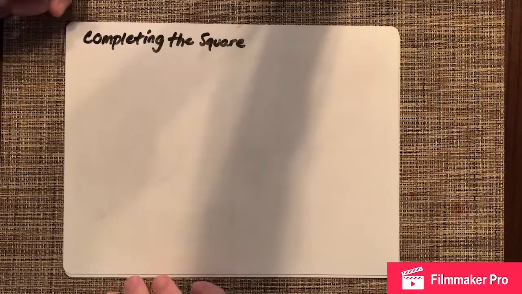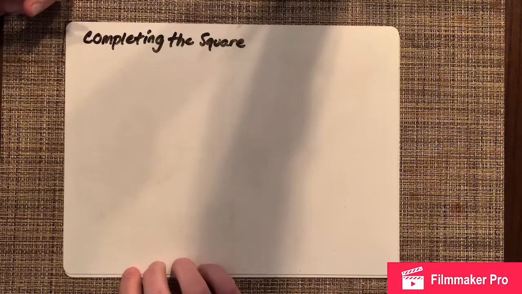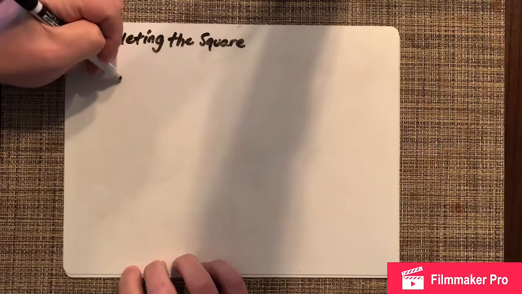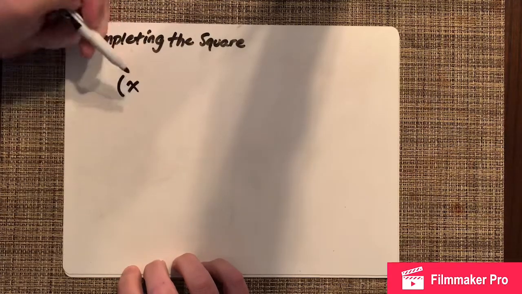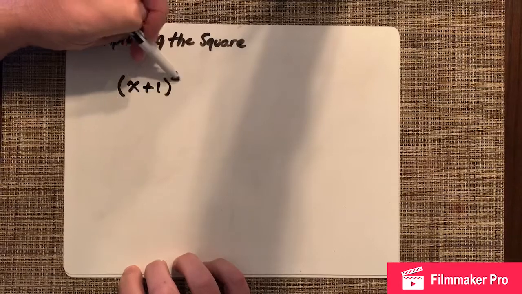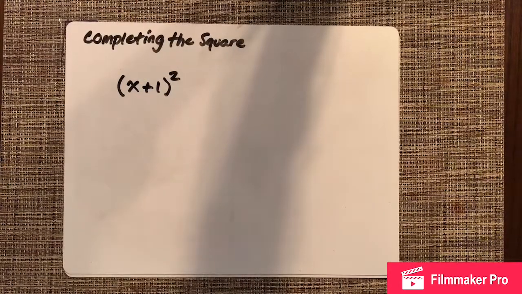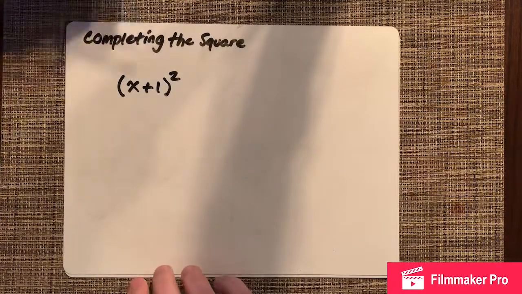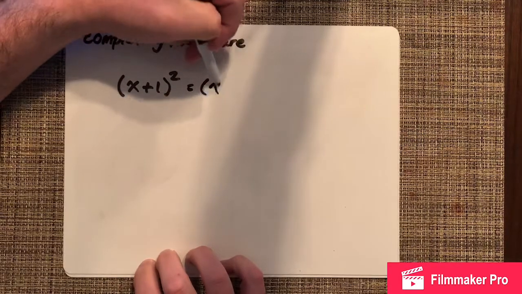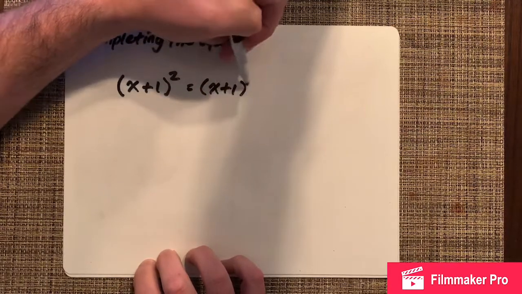So if we look at a perfect square, and we've already talked about this before, a perfect square might look something like (x + 1) squared. We'll do an easy one. That's a perfect square because it's the same factor multiplied times itself. If we expand this, we already know that's (x + 1) times another (x + 1).